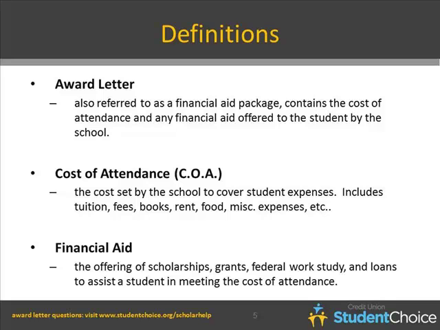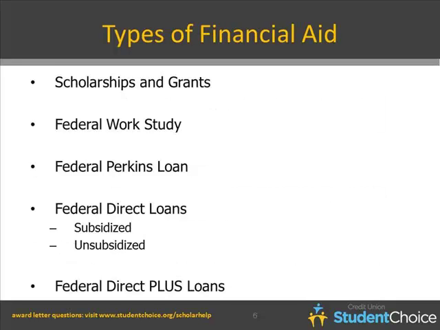And then the third definition we need to review before we move forward is financial aid. Financial aid is the offering of any types of scholarships, grants, federal money, or loans that are made available to assist the student in meeting their cost of attendance. So again, the award letter contains information about financial aid that you will receive as well as your cost of attendance. So let's talk about different types of financial aid.